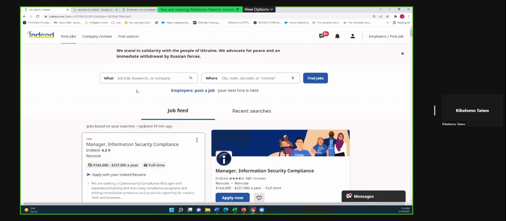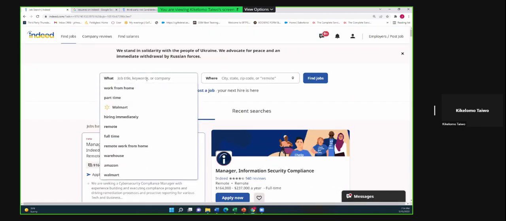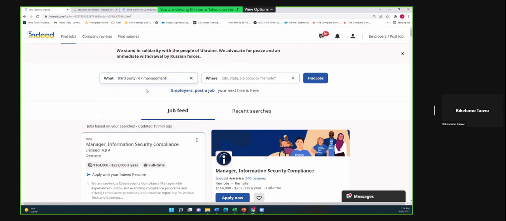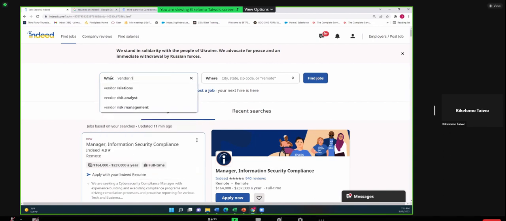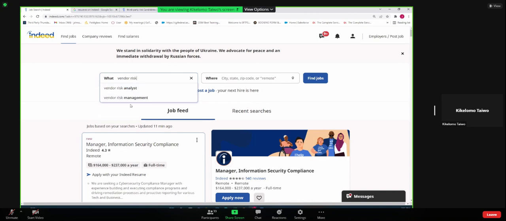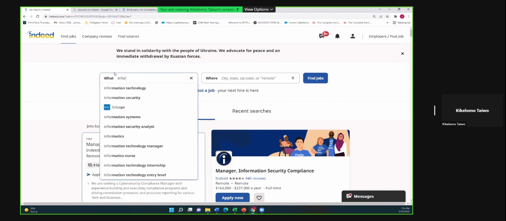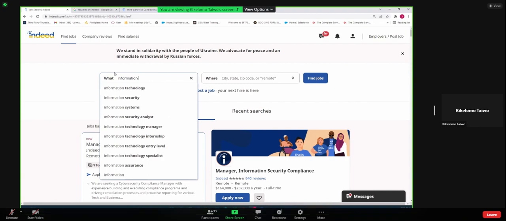So if you're looking for a job, this is what I do. Let me just put in third party. You can search for third party, you can search for vendor risk, either management or analyst. I try to put management because it brings more results than the analyst role. You can put third party, you can put information security risk.